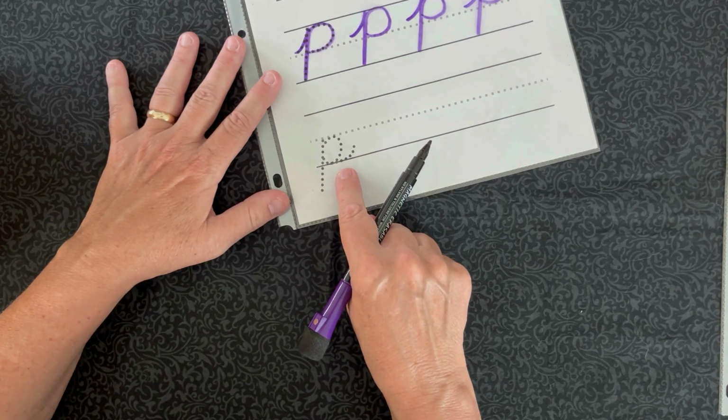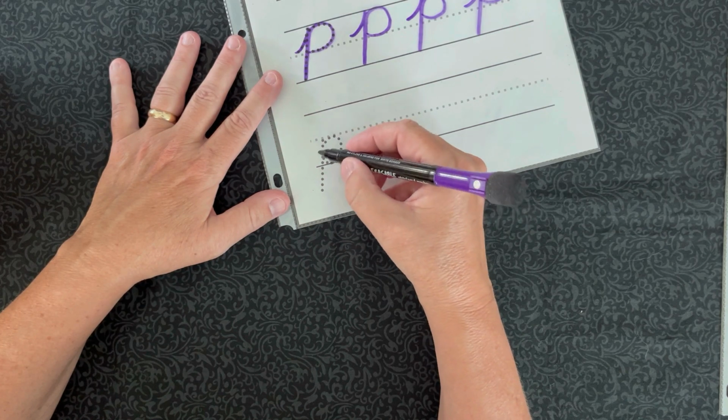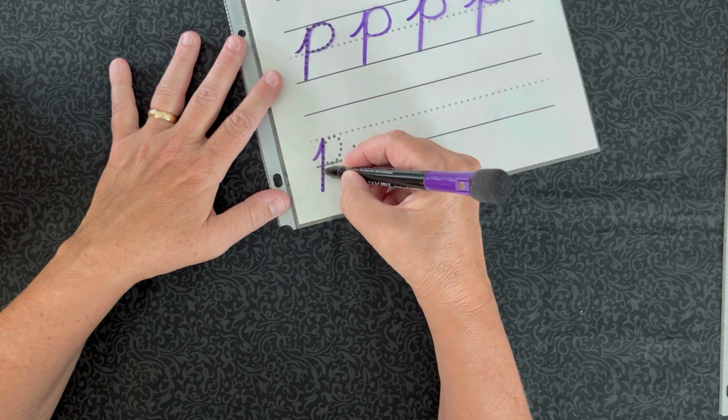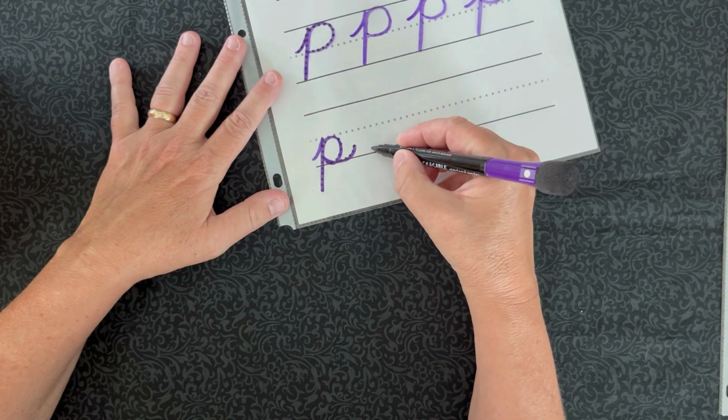Lowercase p. So you don't see a tail here, but we are going to add it. So it's tail, big line down, back up, bump, tail.